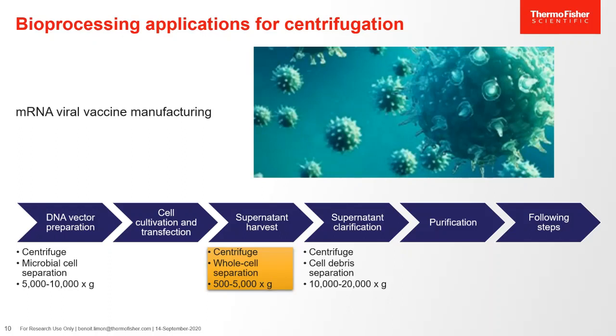In the case of mRNA viral vaccine manufacturing, again, the centrifuge can be used to prepare the DNA vector and separate the microbial cell from the culture media, and then separate the supernatant from the cell pellet, and then again clarify the supernatant at various G-force depending on the size of particle and the step of the workflow.